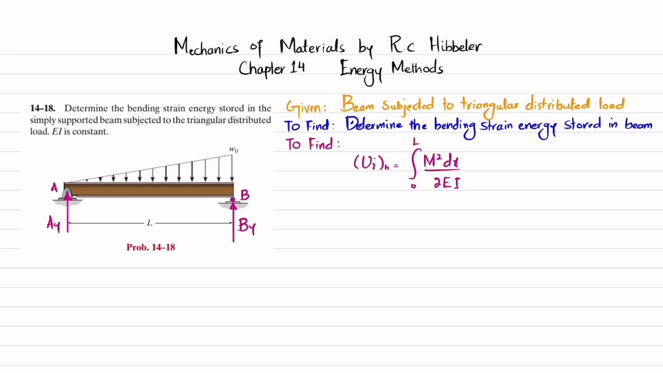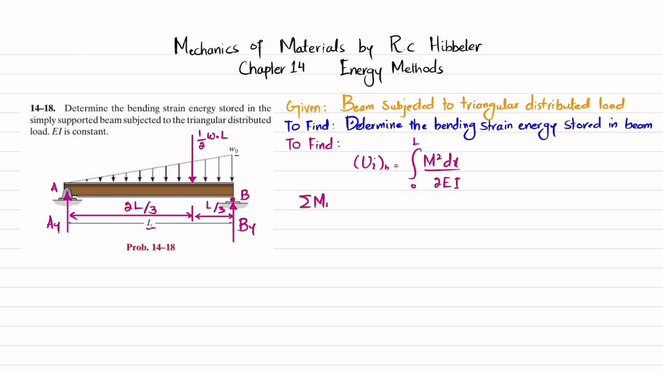Now you can see that this is a triangular distributed load. When it is converted into a point load, the magnitude will be equal to 1/2 W0 times the length L over which it acts, and it acts at a distance of L by 3 from the B side. So L by 3, and this distance will be 2L by 3. Now we'll find AY and BY by using the equations of equilibrium.